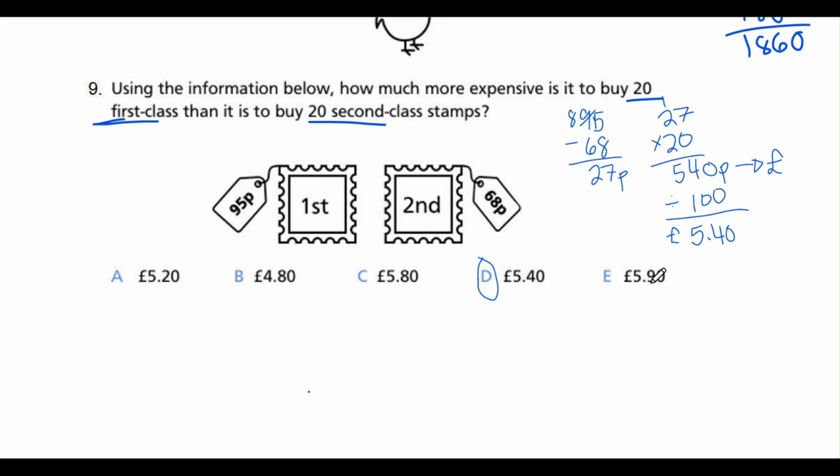But the answers are in pounds, not pence. So we need to convert 540p into pounds. There are 100 pennies in a pound, so 540p is 5 pounds and 40 pence. And that's why D is the correct answer.